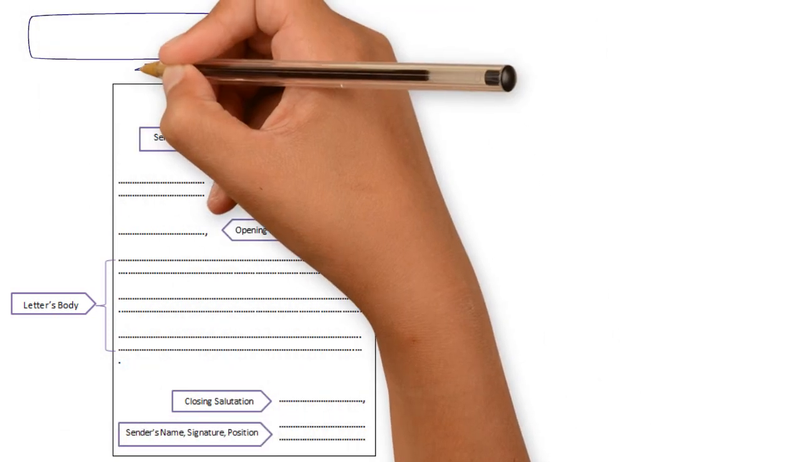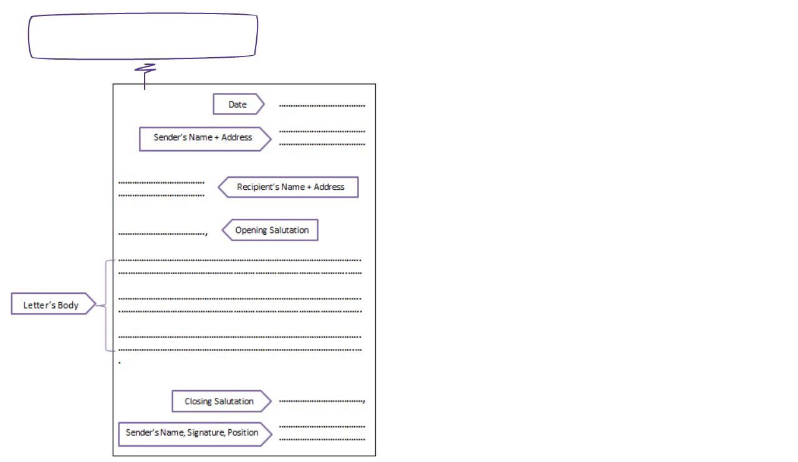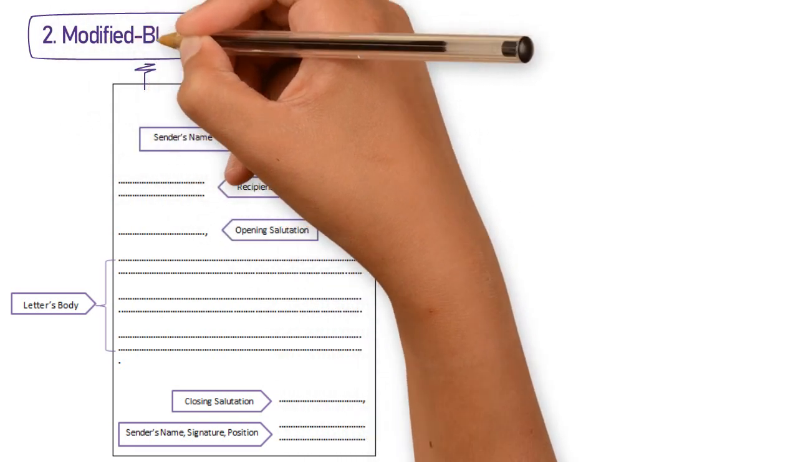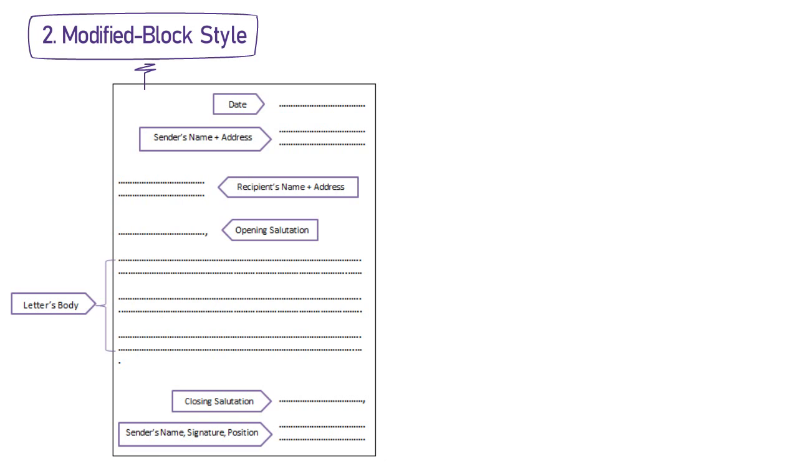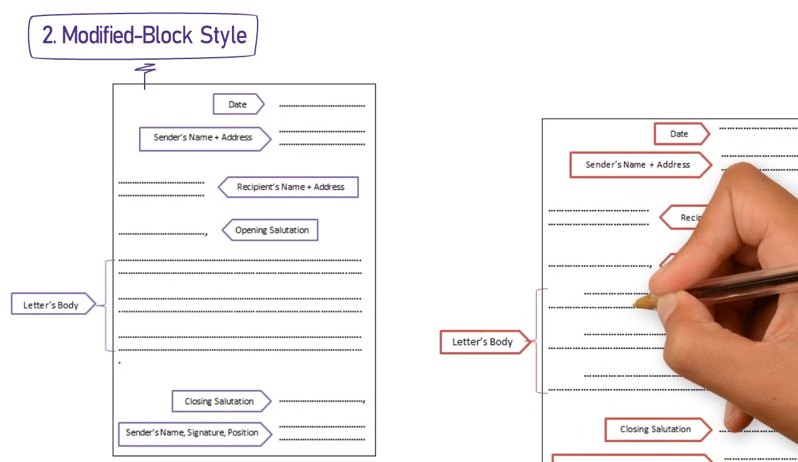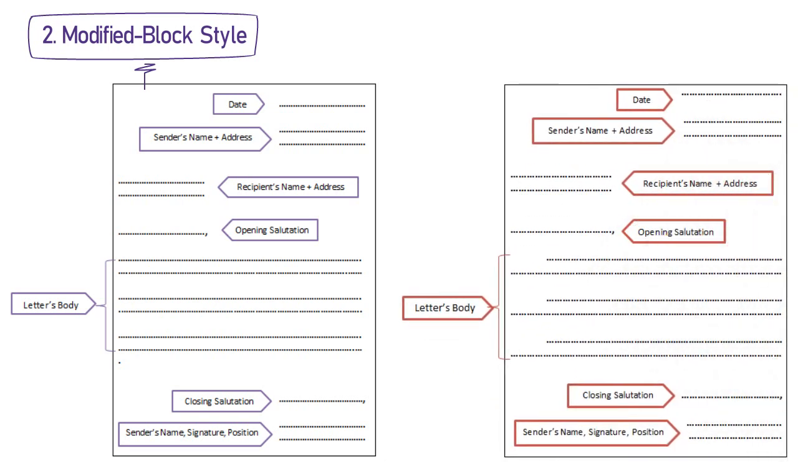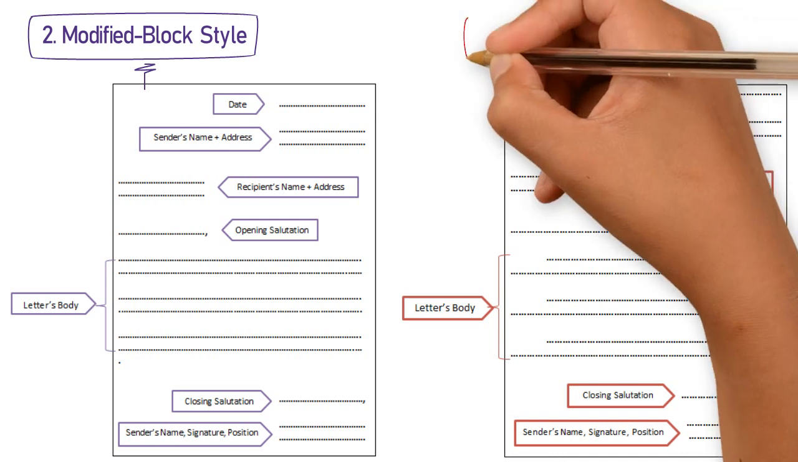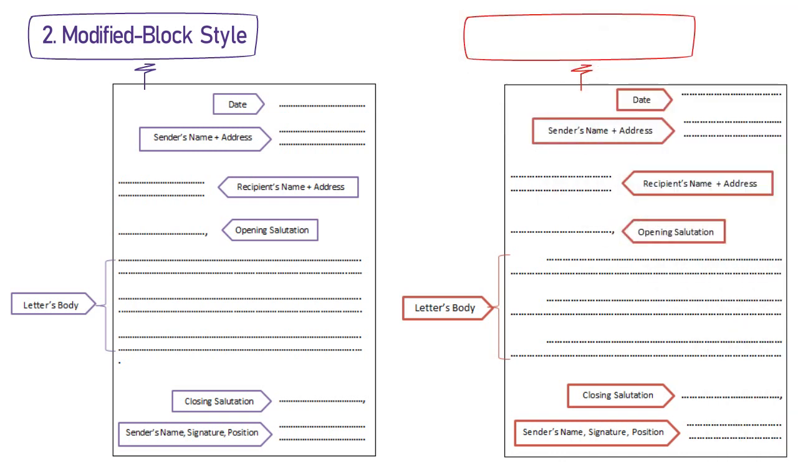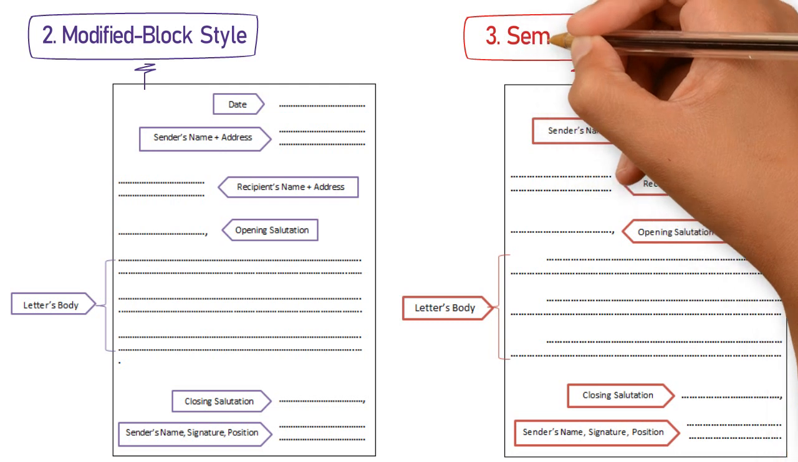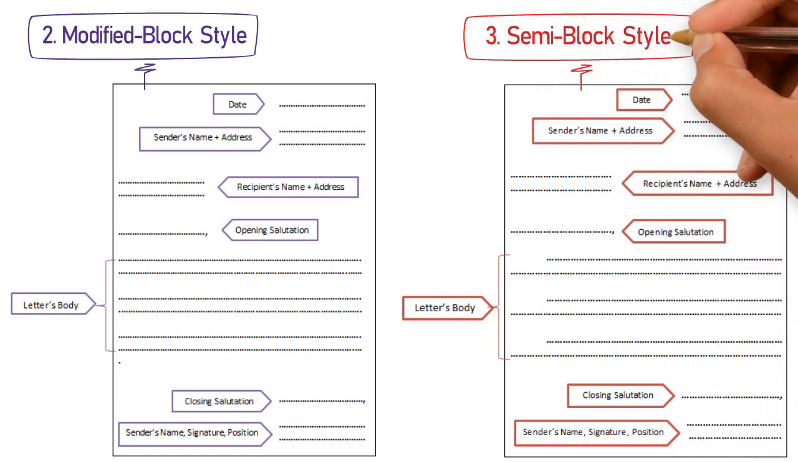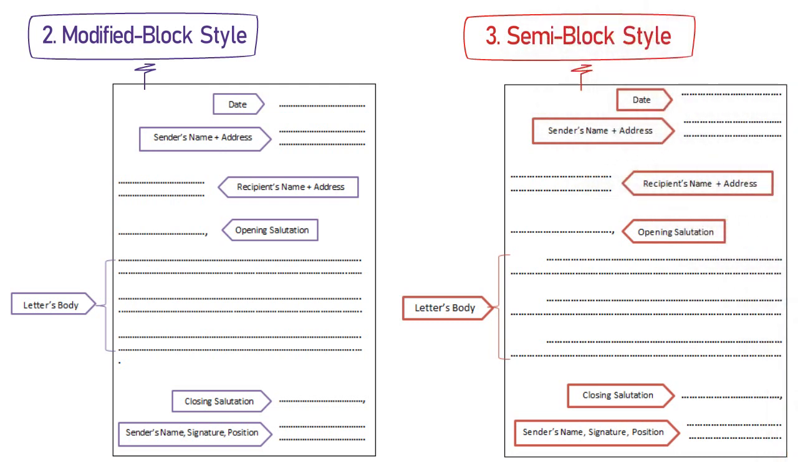Okay, now the second and third format. This one is called modified block style. And this third one is called semi-block style or indented. Perhatikan perbedaannya ya. Secara urutan bagiannya tidak berbeda kok, tapi cara penyajiannya yang berbeda. Pada semi block style, paragrafnya terinden ya atau menjorok ke dalam.